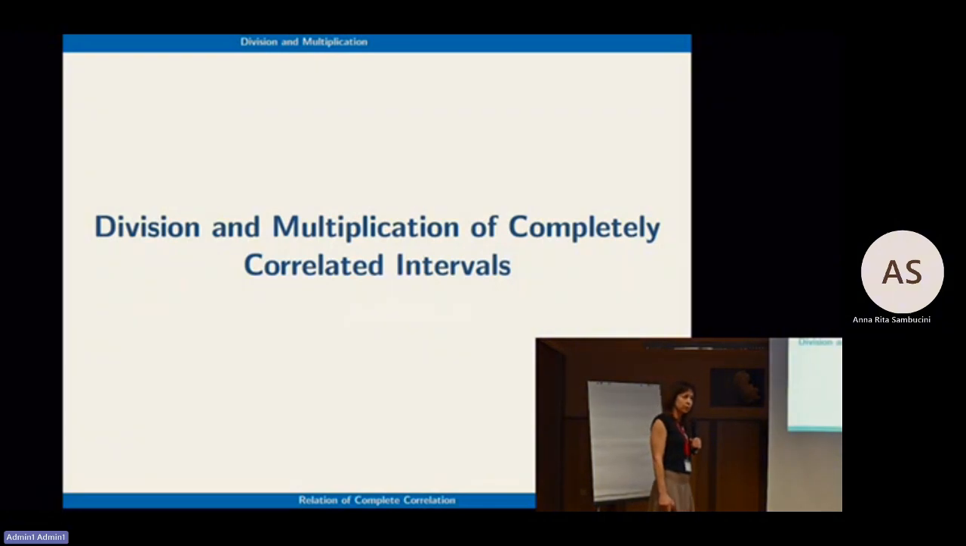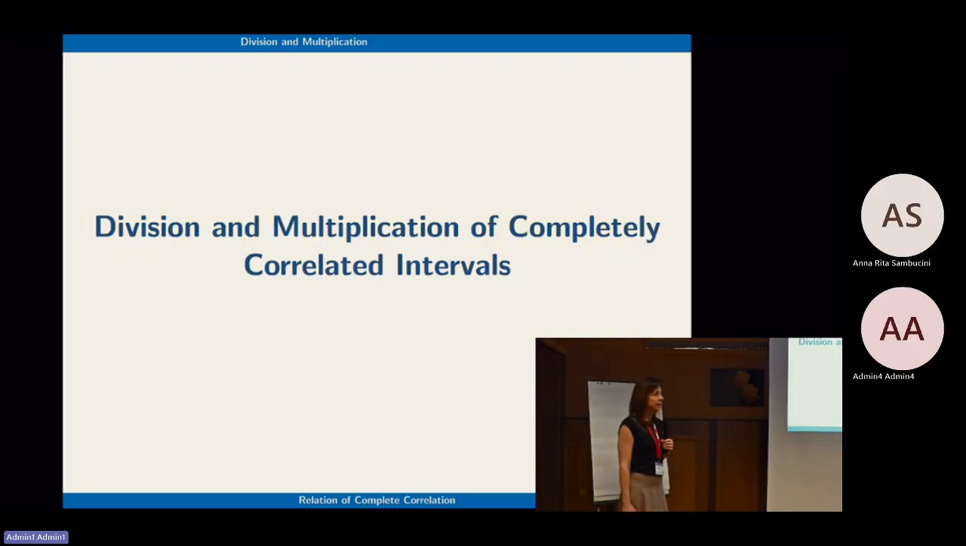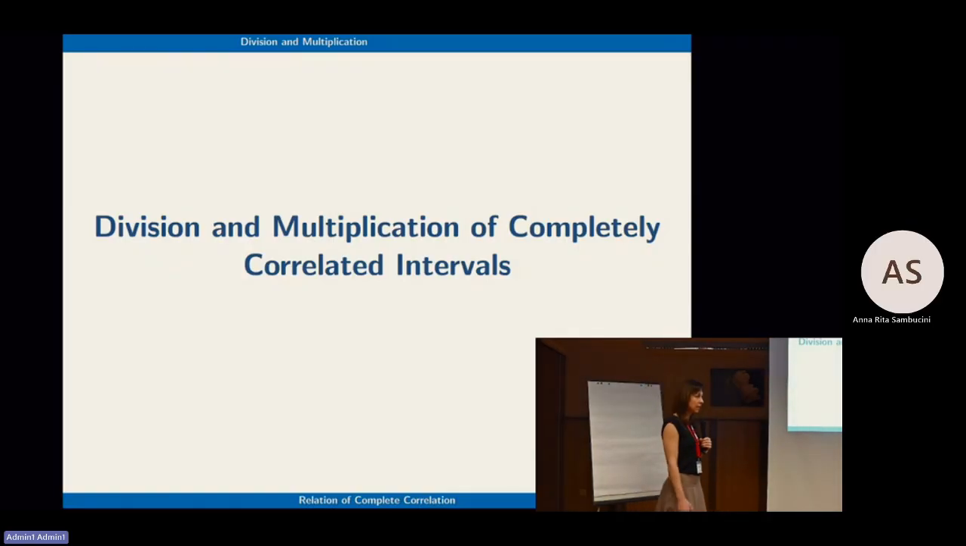Okay, now I will move to the second part of my talk, which is our main work, which I will present, and it's how we can define two operations, division and multiplication, for completely correlated fuzzy numbers. I will firstly start with intervals, real intervals, which are completely correlated, and then I will show you if and how it is possible to extend these operations to fuzzy numbers represented or defined by alpha-cuts.